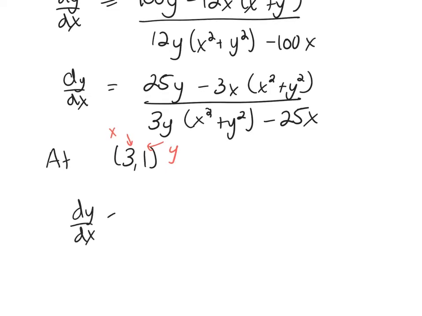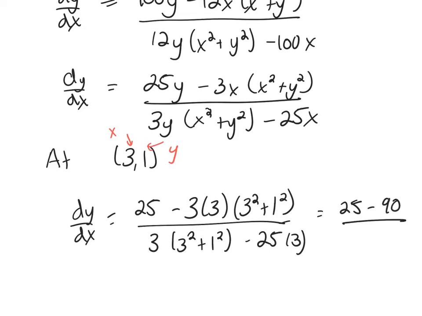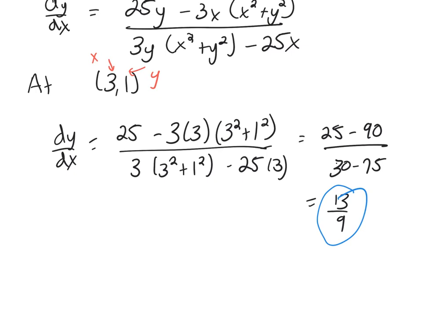dy/dx equals 25 minus 3 times (3 times 3 squared plus 1 squared) divided by 3 times (3 squared plus 1 squared) minus 25 times 3. That's 25 minus 90 over 30 minus 75, and if you simplify that ratio down, you'll get 13 over 9. There's the slope of my graph at the point 3, 1.